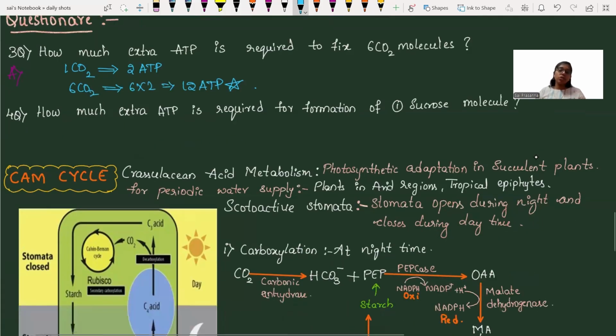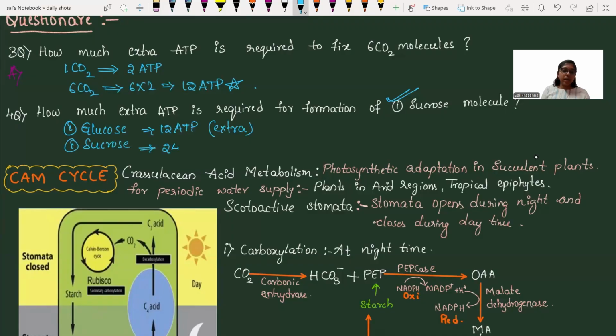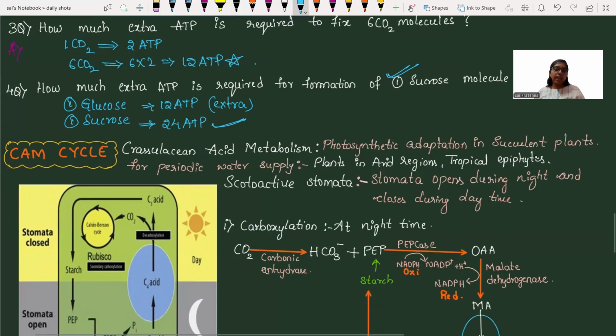How much extra ATP is utilized for the formation of 1 sucrose molecule? So here, 6 carbon dioxide fixing means for 1 glucose, it is 12 ATP, right? 12 extra ATP for 1 glucose means for 1 sucrose, the extra ATP will be 24 ATP. Such types of questions from the energetics will be asked for sure. That is why I am exercising in the class.